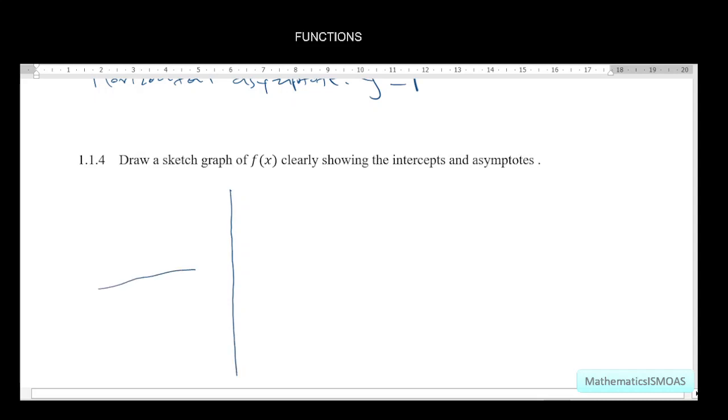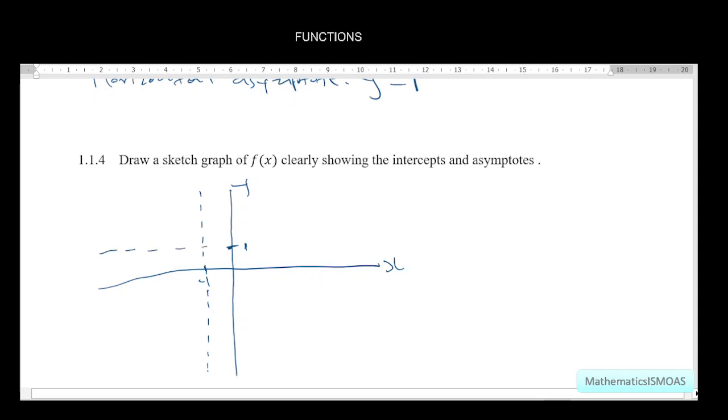Okay, our y-axis, our x-axis. And now our asymptotes. We have just determined that our vertical asymptote is x equals -1. So let's have x = -1 here. This is going to be our vertical asymptote, and our horizontal asymptote is given by y equals 1. So y equals 1 here.